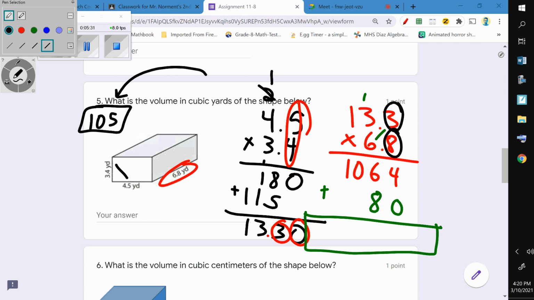So finish the work. You're going to need to put some numbers here, whatever those numbers are, and then add, and then 2 numbers, and then the decimal. So good luck with that.